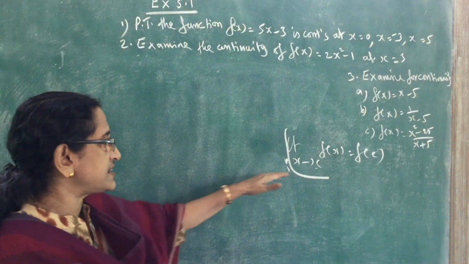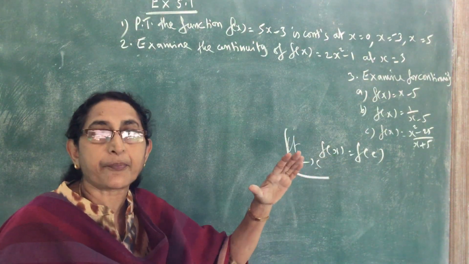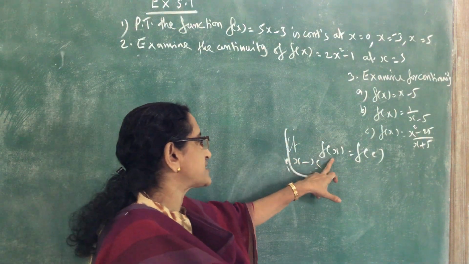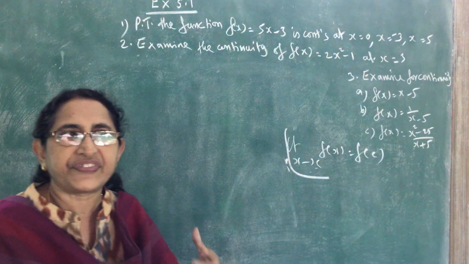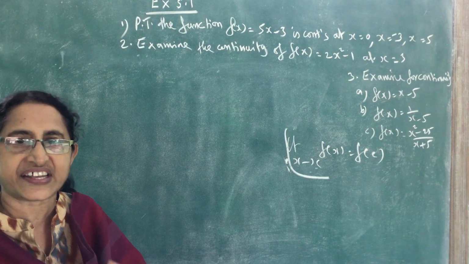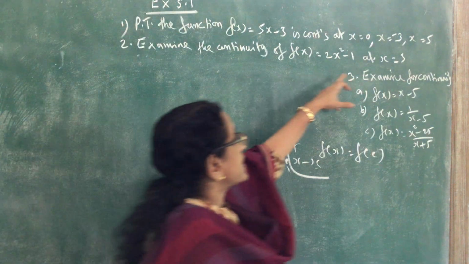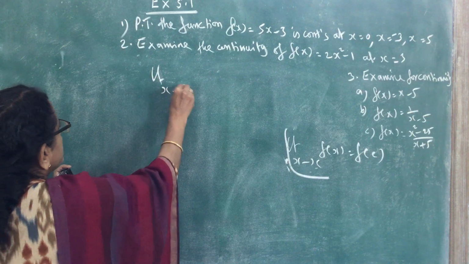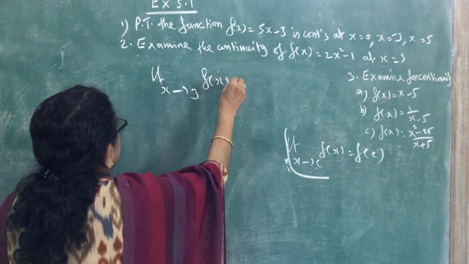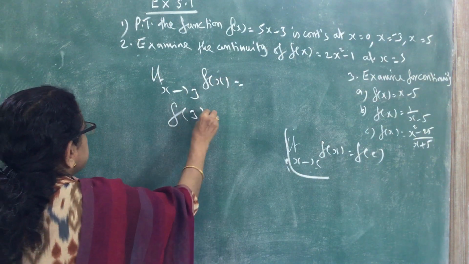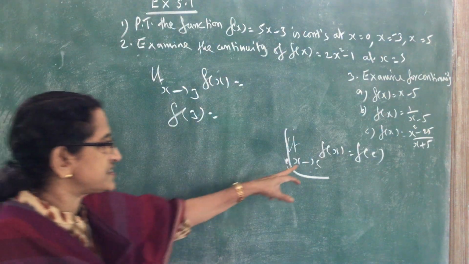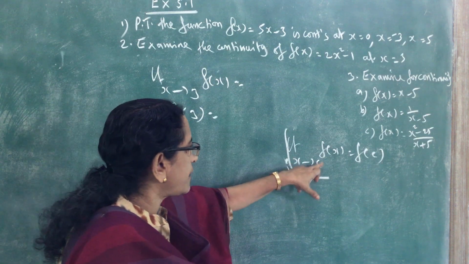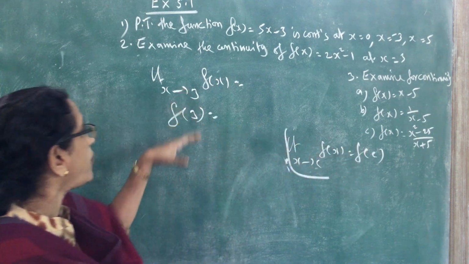The same way, this is the definition of continuity at a point. We have to check whether limit x tends to c, f of x and f of c are equal. If they are equal, it is continuous at x equal to c. Now here we have to check at x equal to 3. So we have to find limit x tends to 3, f of x and f of 3. Here c is 3. Both we want to find.